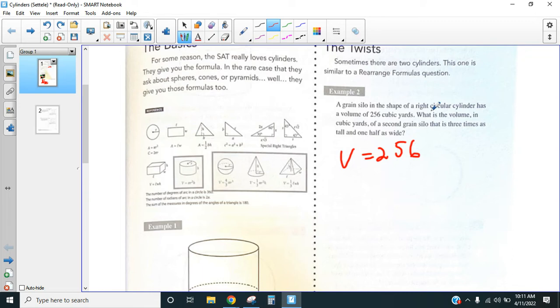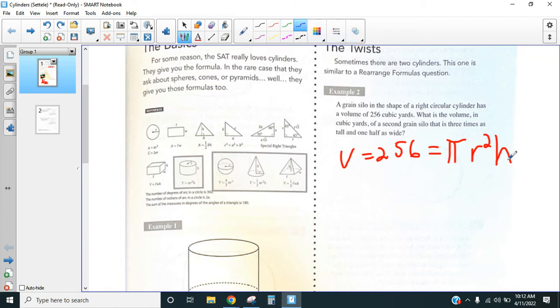Right? This is kind of like when we had to plug in numbers for our own. Do you remember that? All right. Keep in mind that the volume of this is pi r squared h. What's the volume in cubic yards of a second grain silo that's 3 times as tall and 1/2 as wide? Now, you can't just plug in any two random numbers here because you have to make it so that your volume does end up being 256.